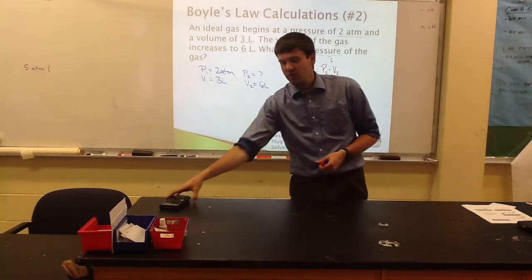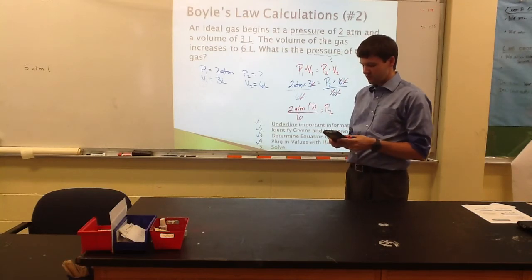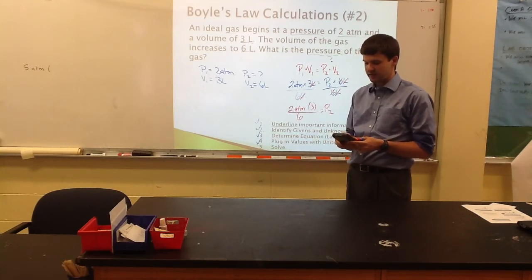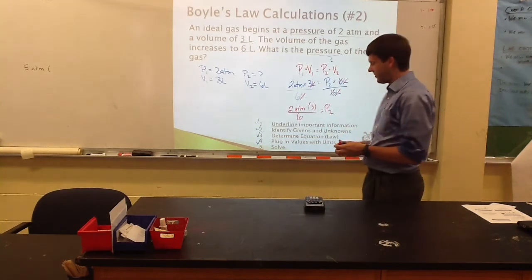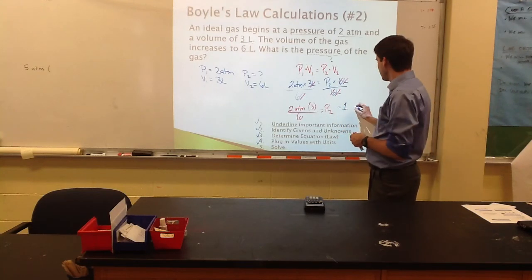So, we're going to pull out our calculator. We're going to plug in 2 times 3 divided by 6. And we find out that our P2 is equal to 1. And we're not going to forget our unit, so it's going to be 1 atm.